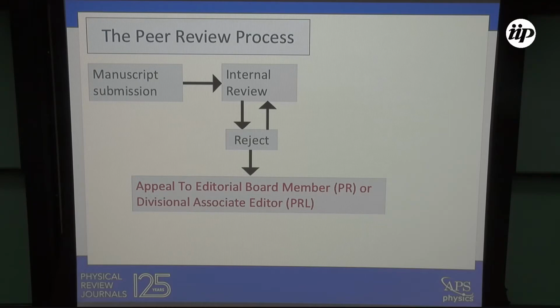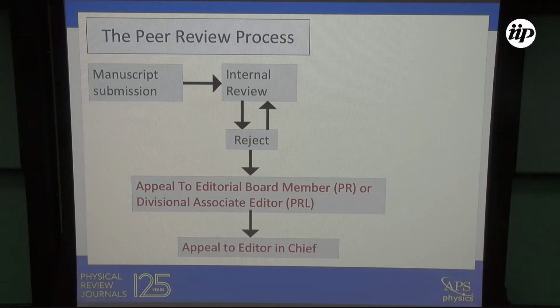You can go and appeal either to an editorial board member for the Physical Review or divisional associate editors for PRL. I mean, they both are basically the same function, but they're called something different. And once in a blue moon, it'll go to the appeal to the editor-in-chief. That is usually completely, utterly procedural.